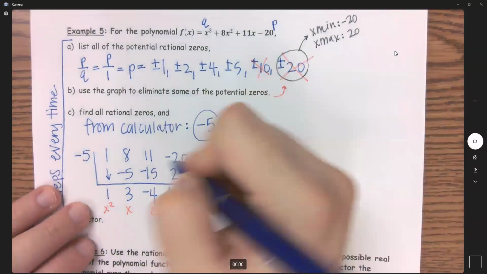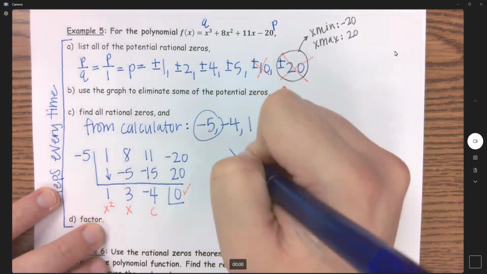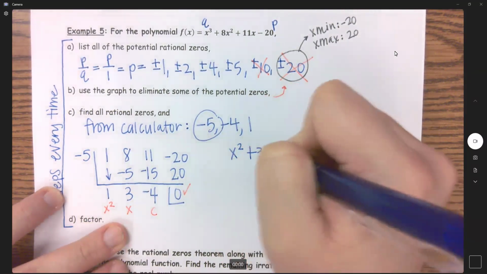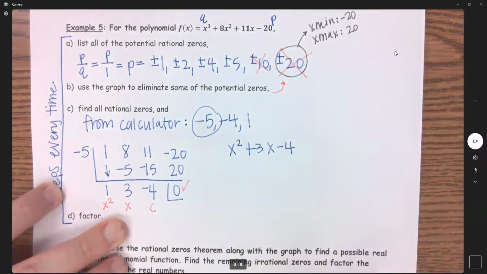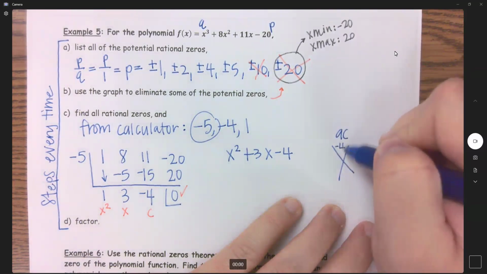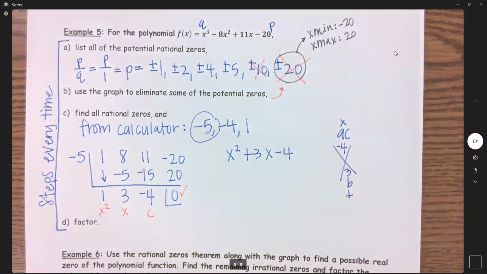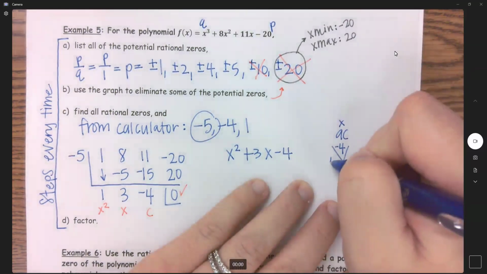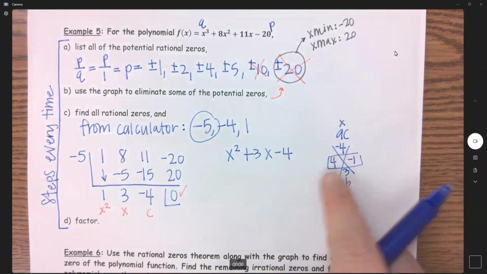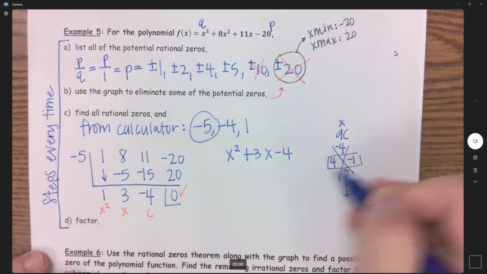So what I am left with is x squared plus 3x minus 4. So if I factor this, my a times c is negative 4, my b is 3. What adds up to b but multiplies to ac? That is 4 and negative 1. 4 times negative 1 is negative 4. When I add, I get 3. This one's an easy trinomial, so it factors to just these two numbers.